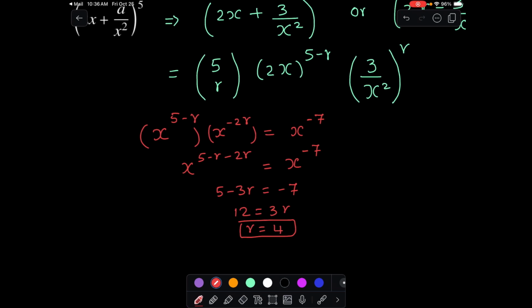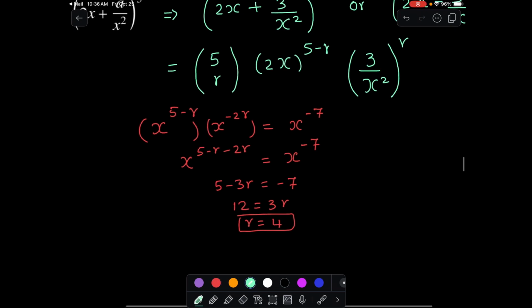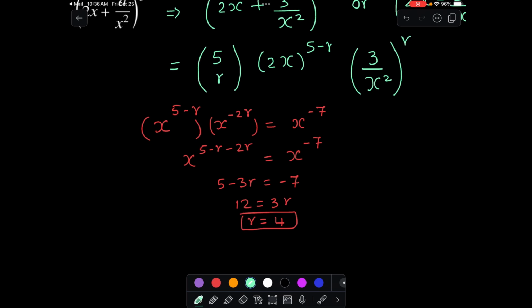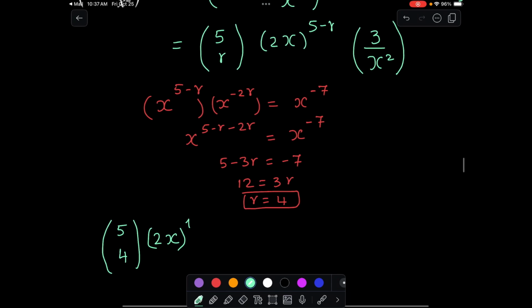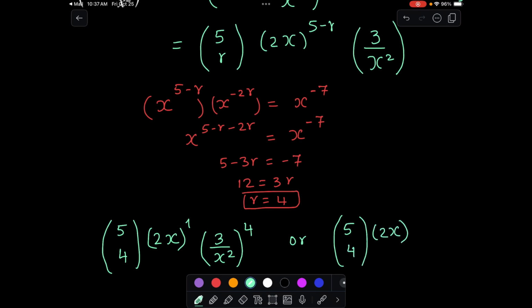Once I have obtained r equal to 4, I am going to calculate the coefficient of 1 over x to the power of 7. So we are having 5C4, 2x to the power of 1, 5 minus 4 is 1, and minus 3 over x square to the power of 4.